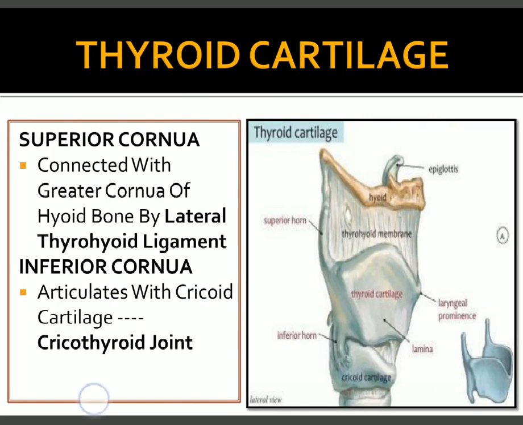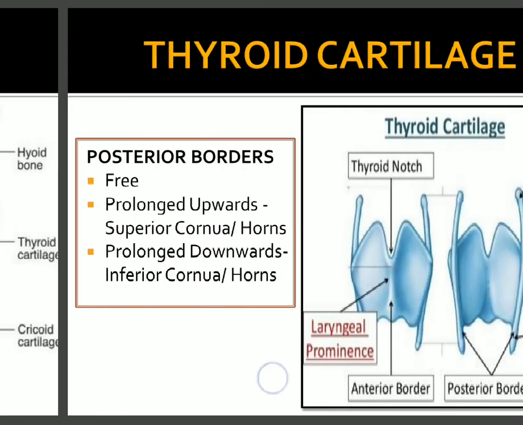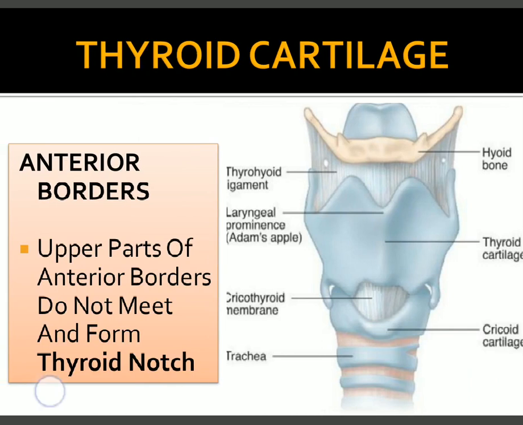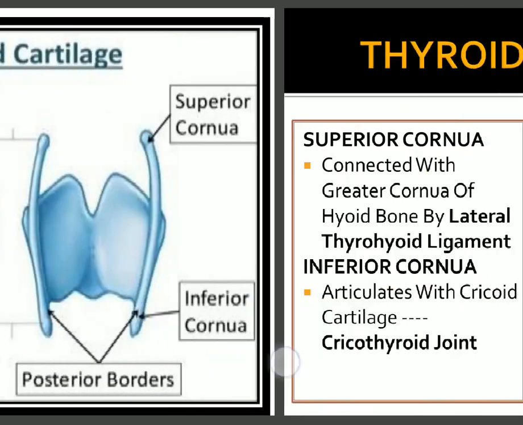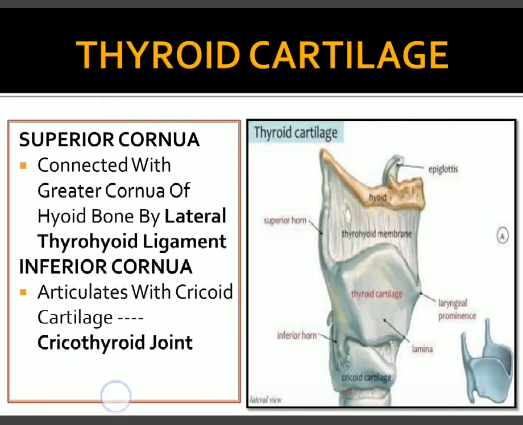The inferior cornua is connected with the cricoid cartilage. So below the thyroid cartilage, in this figure you can see this is the thyroid cartilage. Below the thyroid cartilage, this is the cricoid cartilage, and the inferior cornua is connected with this cricoid cartilage, and they form the cricothyroid joint.